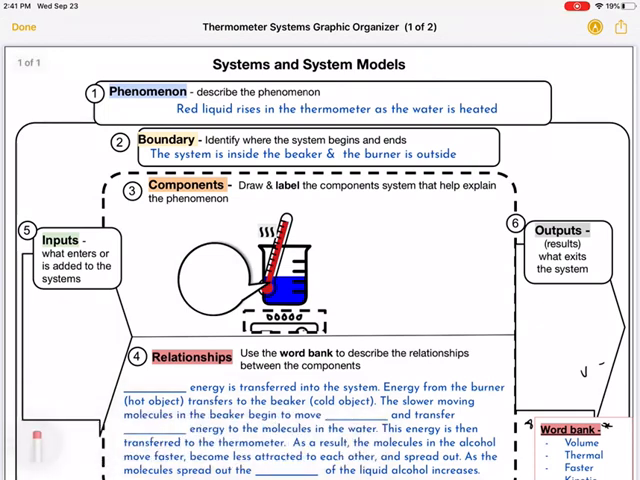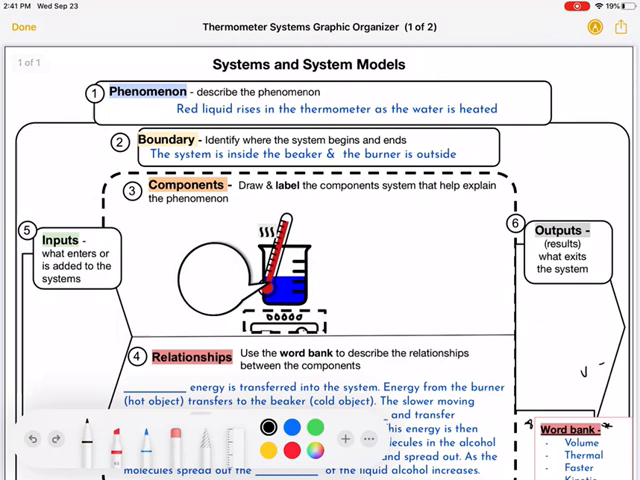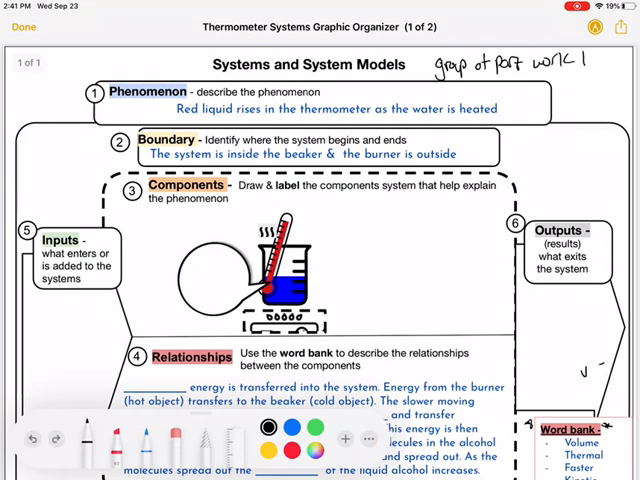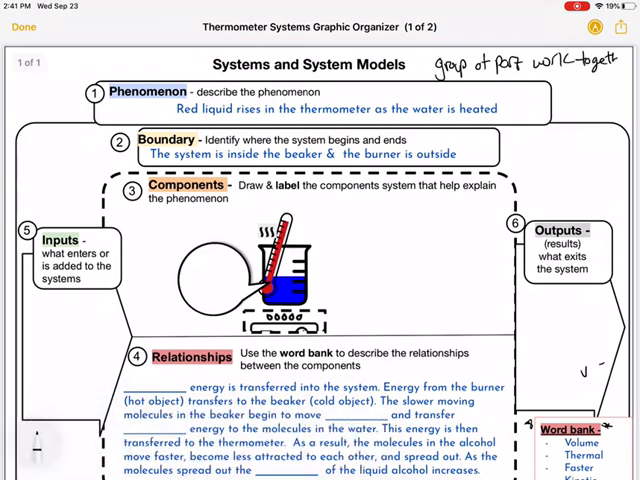So a system is basically a group of parts that work together. A group of parts that work together. And a system model is interesting because it's another type of model that allows scientists to study something that's really complex. They do this by creating an imaginary boundary to make something simpler and to kind of almost zoom in and focus on just one concept.